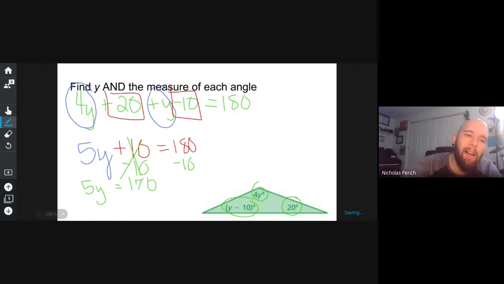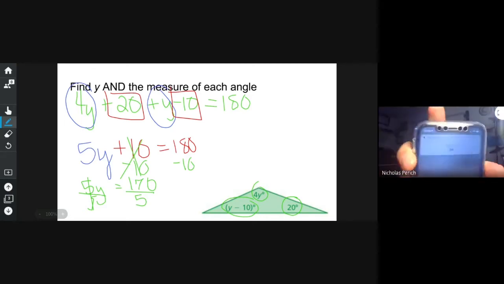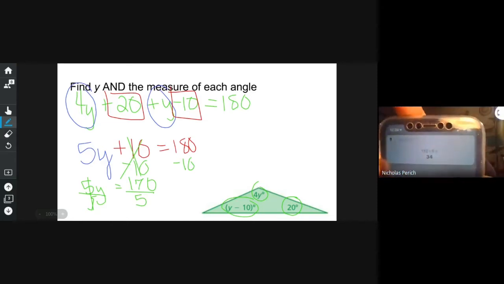Divide both sides by 5, and I believe you end up with, I want to say 34? What's 170 divided by 5? The answer is 34.